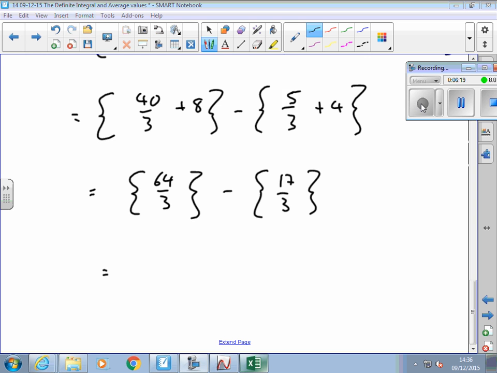How many thirds are there in 8 whole ones? How many thirds in 1 whole one? How many thirds in a whole one? 3. How many thirds in 8 whole ones?